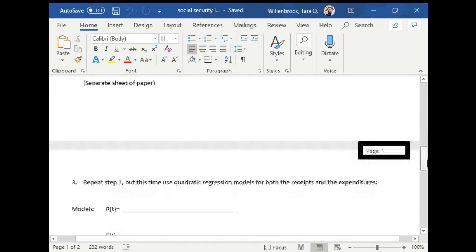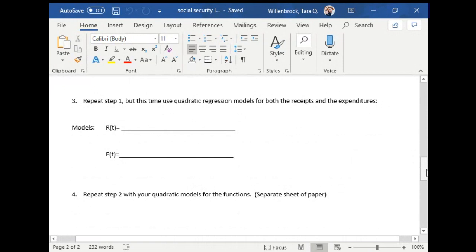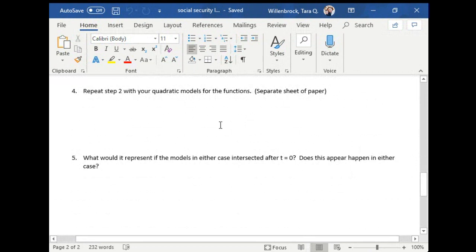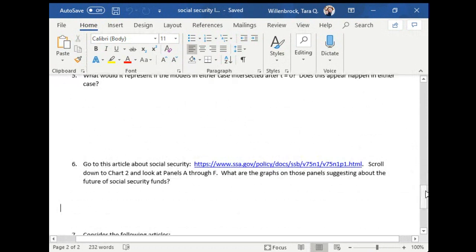Now, second, we're going to look at it using a different model, because modeling is subjective. You can use different models for data, and different models give different values. I'm not asking for your R values here, but I'm going to ask you to do a quadratic model for both of those, and then do the exact same thing and calculate the amount of surplus money.